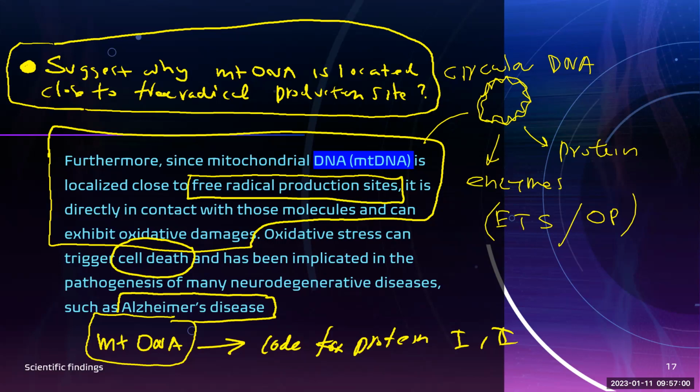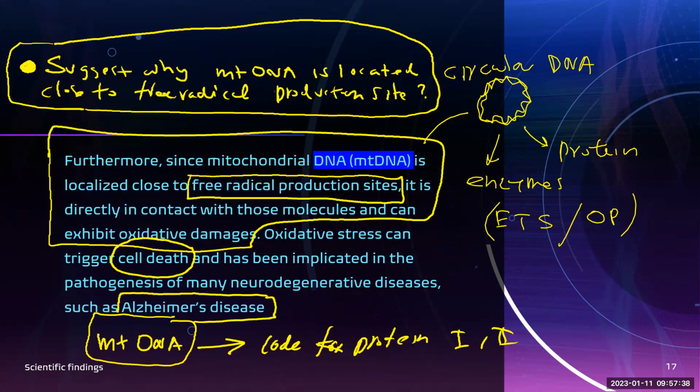I think in a past exam paper there was a question: what is the difference between mitochondrial DNA and nuclear DNA? Mitochondrial DNA is circular, right? It doesn't have a helical structure. Does it have introns and exons? It doesn't, right? Another important difference is that they are not protected with histone.